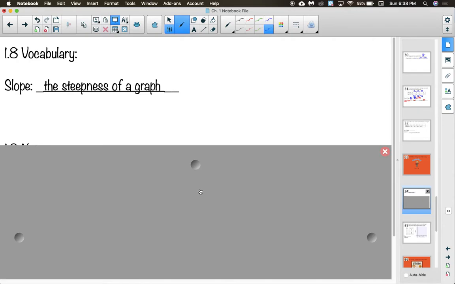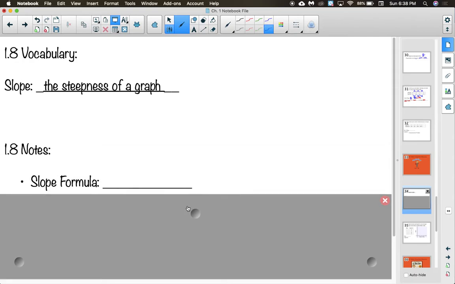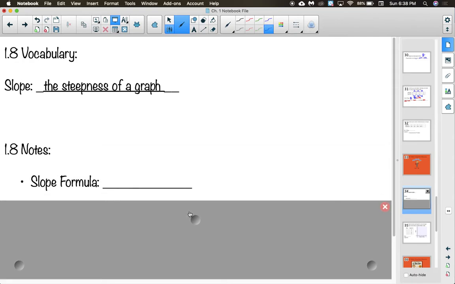Okay, there's your definition. Slope is the steepness of a graph, and you're wondering, how does this fit in with Chapter 1 stuff? You'll see very, very soon. Slope is the steepness of a graph. We have some notes here. The slope formula. This is going to look very familiar to you. Are you ready? The slope formula is delta y, oh my goodness, over delta x. I've seen this before, haven't I?